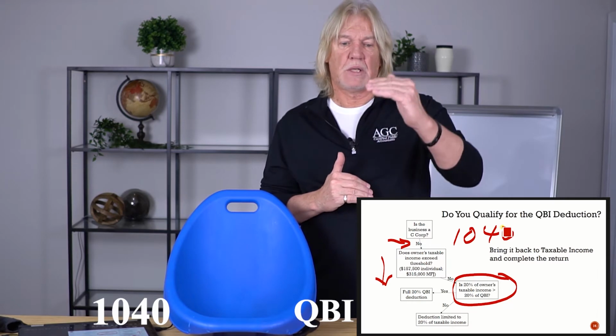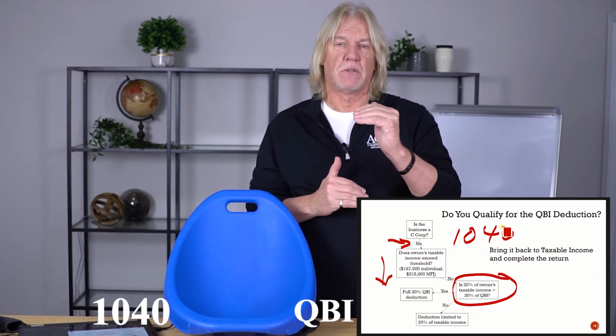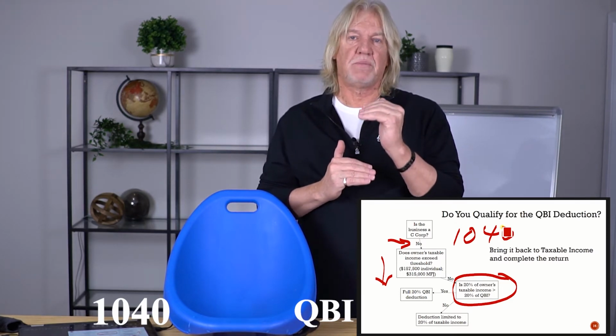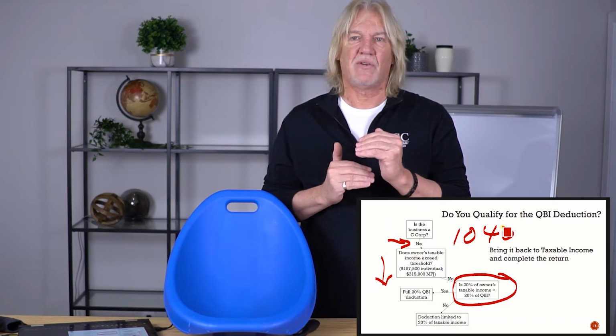So we look, here's our qualified business income. Notice where it first appears. It appears on this worksheet. Notice that qualified business income is never on the 1040. It never gets over there.